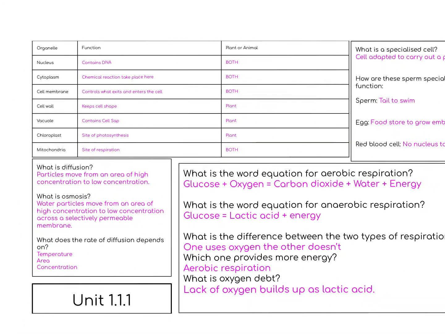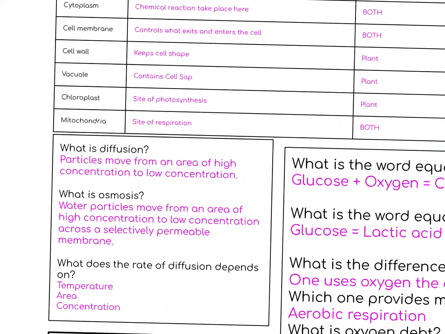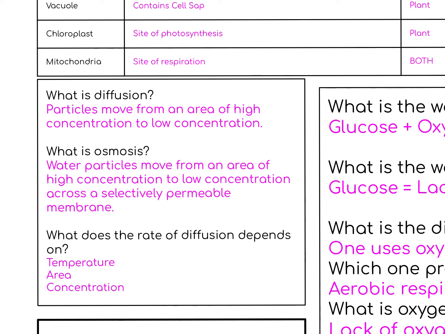Okay. Moving along then to what is diffusion. Diffusion is the movement of particles from an area of high concentration to an area of low concentration. Osmosis then is very similar to diffusion, but instead of it being particles, this time it's water particles. They move from an area of high concentration to an area of low concentration. And another big thing to notice about these particles is they move across a selectively permeable membrane.